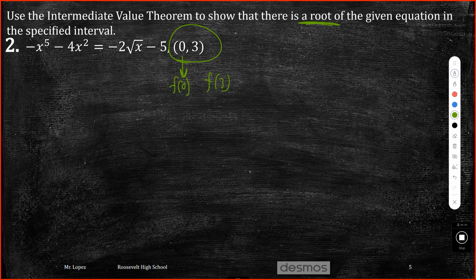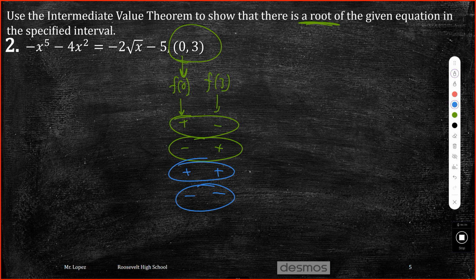If f of 0 gives you some positive number and this one gives you a negative number, then there's a change of signs. If this is negative and this is positive, then also it would happen, and it does have a root. But if it's a positive and a positive, you can't guarantee it, and if it's a minus and a minus, you can't guarantee it. So that's the idea.